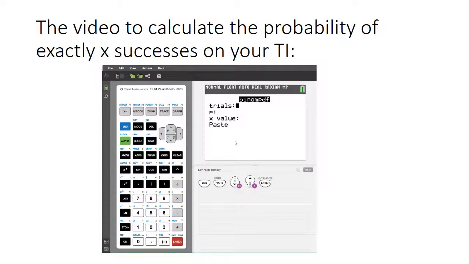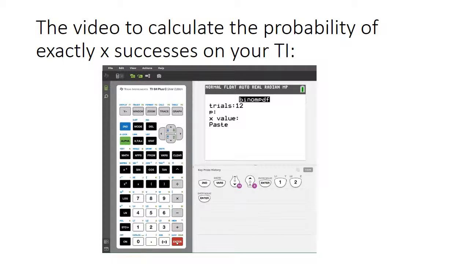We want to find the probability of a specific number of successes. That's the PDF, the probability distribution function, the probability that we have exactly X successes. So we have 12 trials because this is a jury, and a jury has 12 members.